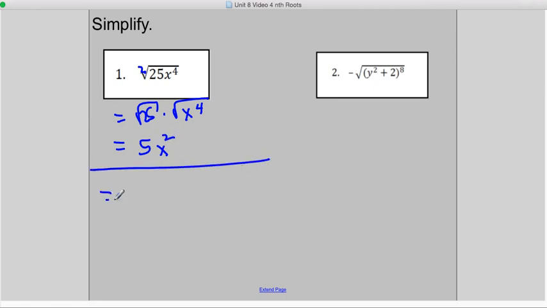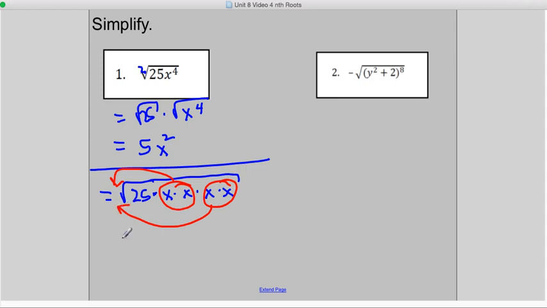Another way you can think about this: 25 times x to the fourth is x times x times x times x. If it pairs up, it can be written out in front. So what I would have is the square root of 25 is 5. I write this x out in front, times this x, and then x times x is x squared, so it's 5x squared, which is what we had above. So two different ways of thinking about it. Neither one is more correct than the other. It's just what helps you think about it.